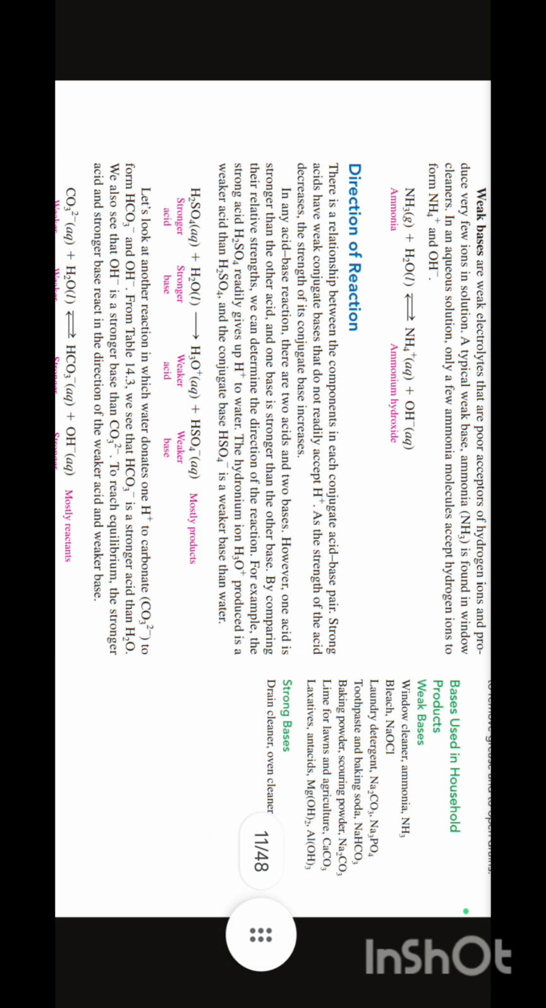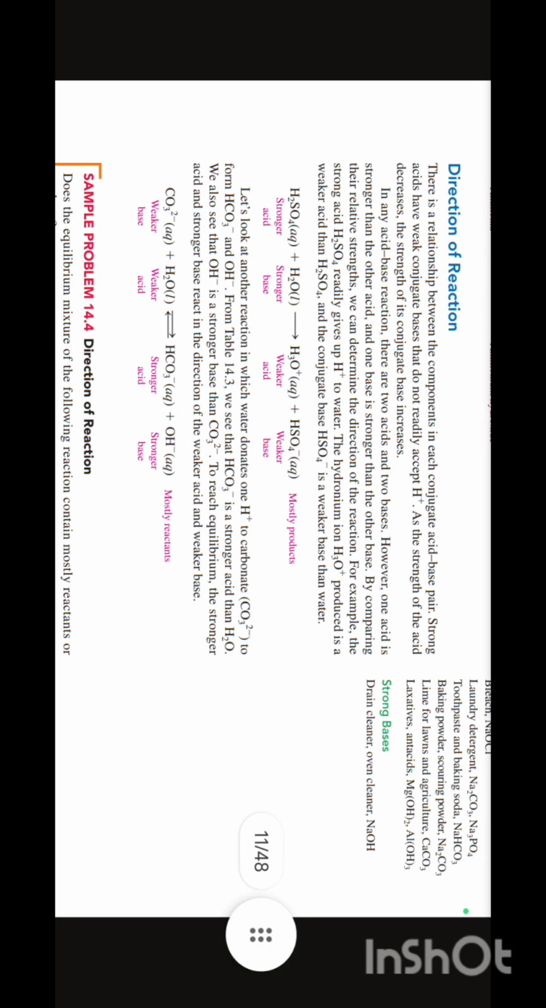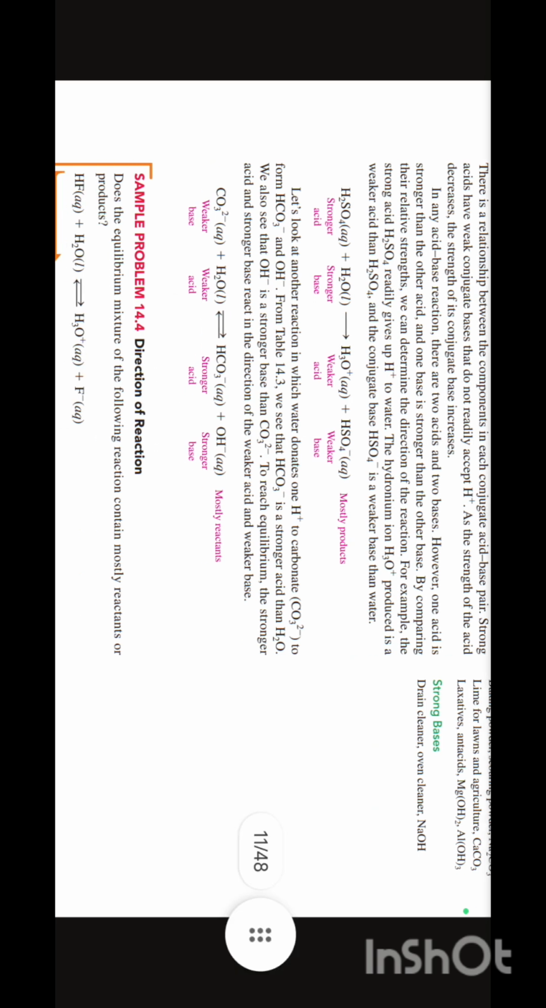Let's look at another reaction in which water donates one H+ to carbonate, CO3 2-, to form HCO3- and OH-. From the table, we can see that HCO3- is a stronger acid than H2O. We also see that OH- is a stronger base than CO3 2-. To reach equilibrium, the stronger acid and stronger base react in the direction of the weaker acid and weaker base.